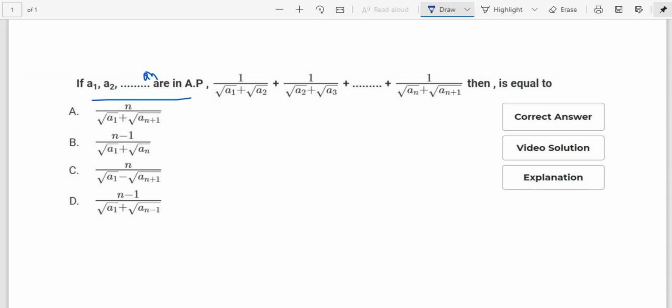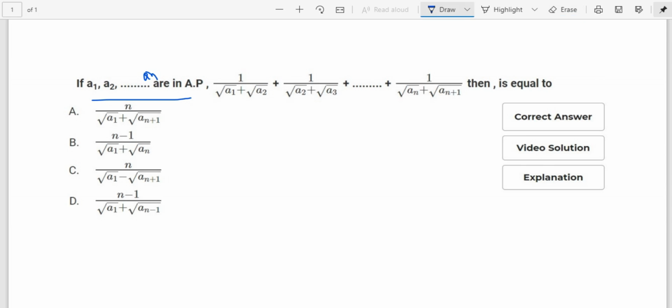So we have to calculate 1 by root a1 plus root a2, plus 1 by root a2 plus root a3, plus dot dot dot, up to 1 by root an plus root an plus 1, is equal to what, isn't it? So we have to calculate this.